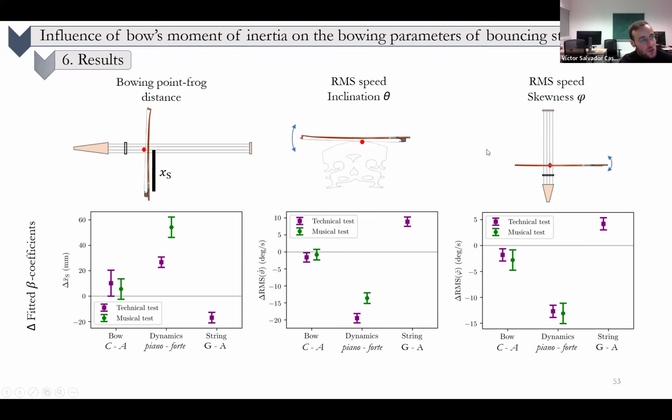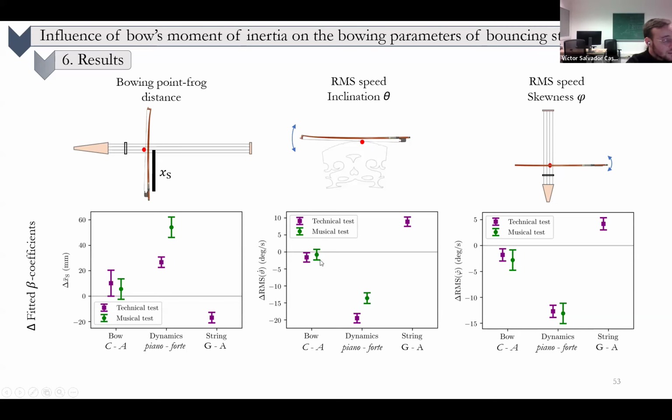Here I'm plotting also the 2 other bowing parameters for which we found a significant variation when we changed the moment of inertia of the bow, and it's the root mean squared speed of these angles. So for the record, this was the bowing parameter responsible for selecting on which string we are playing, the inclination, and the skewness is the one for the perpendicularity when we bow these strings.